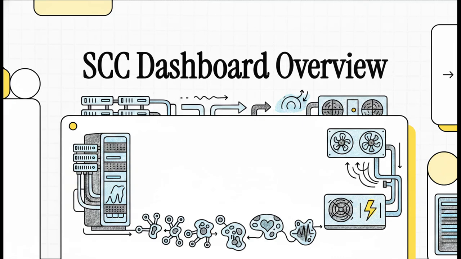All right, welcome to this explainer. Today we're going on a mission briefing tour of the SuperCloud Composer, or SCC, dashboard. Now, if you manage a data center, you already know that keeping track of every single server, cooling unit, and power supply is kind of like trying to monitor a massive living, breathing organism, right? So let's dive right in and see exactly how Supermicro's software helps you do exactly that.